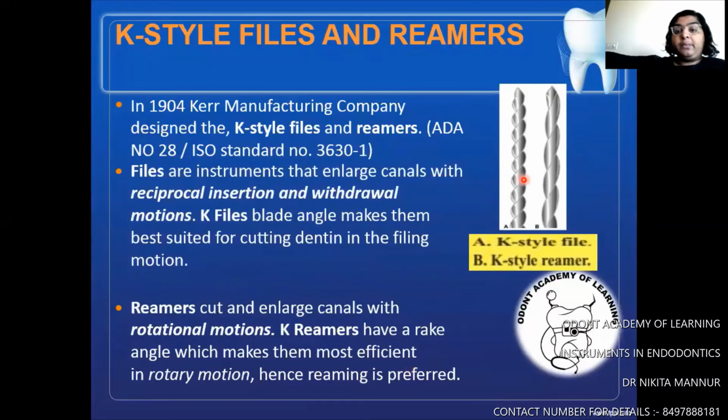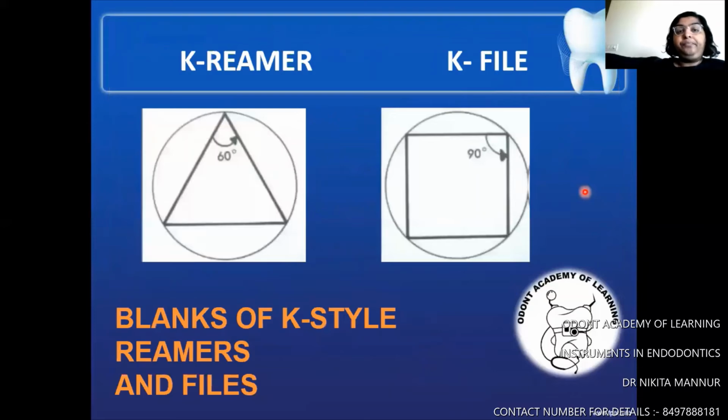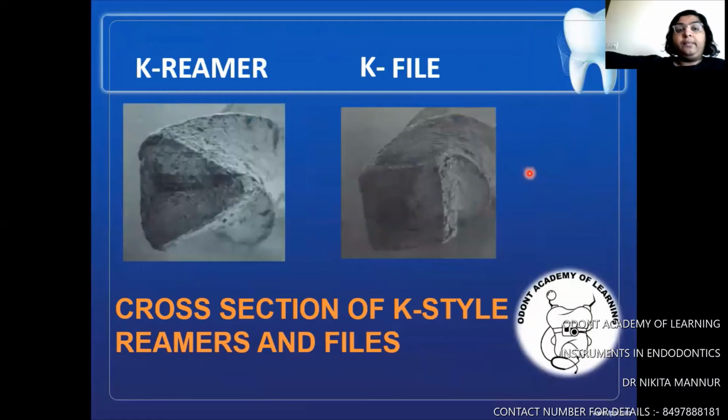You can see in this picture, this is a K file and this is a K reamer. The flutes are more tightly wound in a K file, whereas they're more far apart in the K style reamer. This is the K reamer cross section and the angulation, that is 60 degrees. In a K file, it's square shaped and we have a 90-degree angle here. So this is the cross section of the file. This is a K reamer and this is a K file.